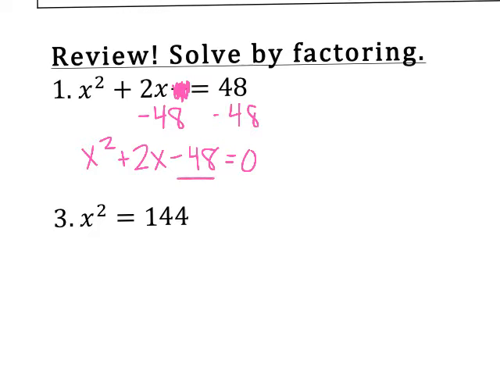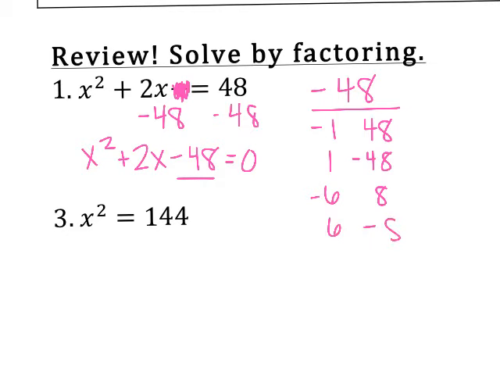So I need to find the factors of negative 48. Some factors, maybe negative 1 and 48, 1 and negative 48, negative 6 and 8, and then 6 and negative 8. You could keep going. However, I notice that if I do negative 6 plus 8, that will give me my positive 2 that I want over there. So those are going to be the 2 that I choose.